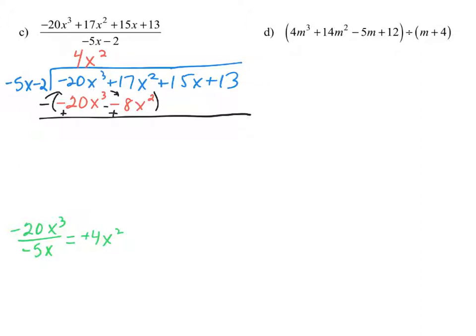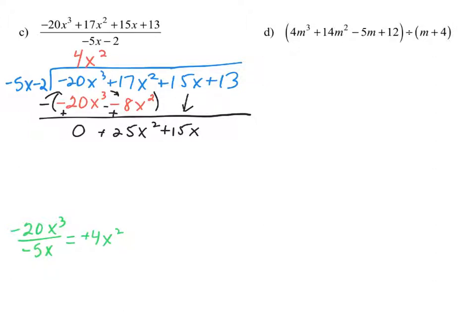So we have a negative 20x to the third plus 20x to the third. That's going to give us 0, because minus a negative is a positive. And then 17x squared minus a negative 8x squared is going to give us 25x squared. And we're going to bring down the plus 15x.